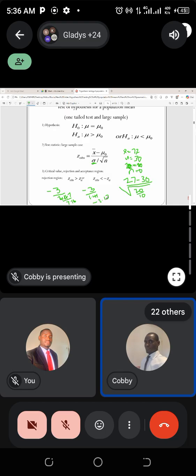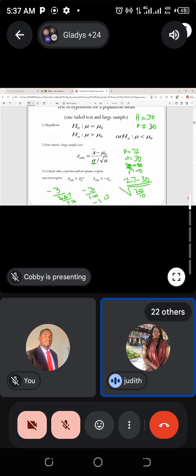Now remember, our null hypothesis is saying the population mean where this sample is coming from is equal to what? 30, right? Yes. Then our alternative hypothesis is going to say this sample is not coming from the population mean, the population mean is not equal to 30. Okay?